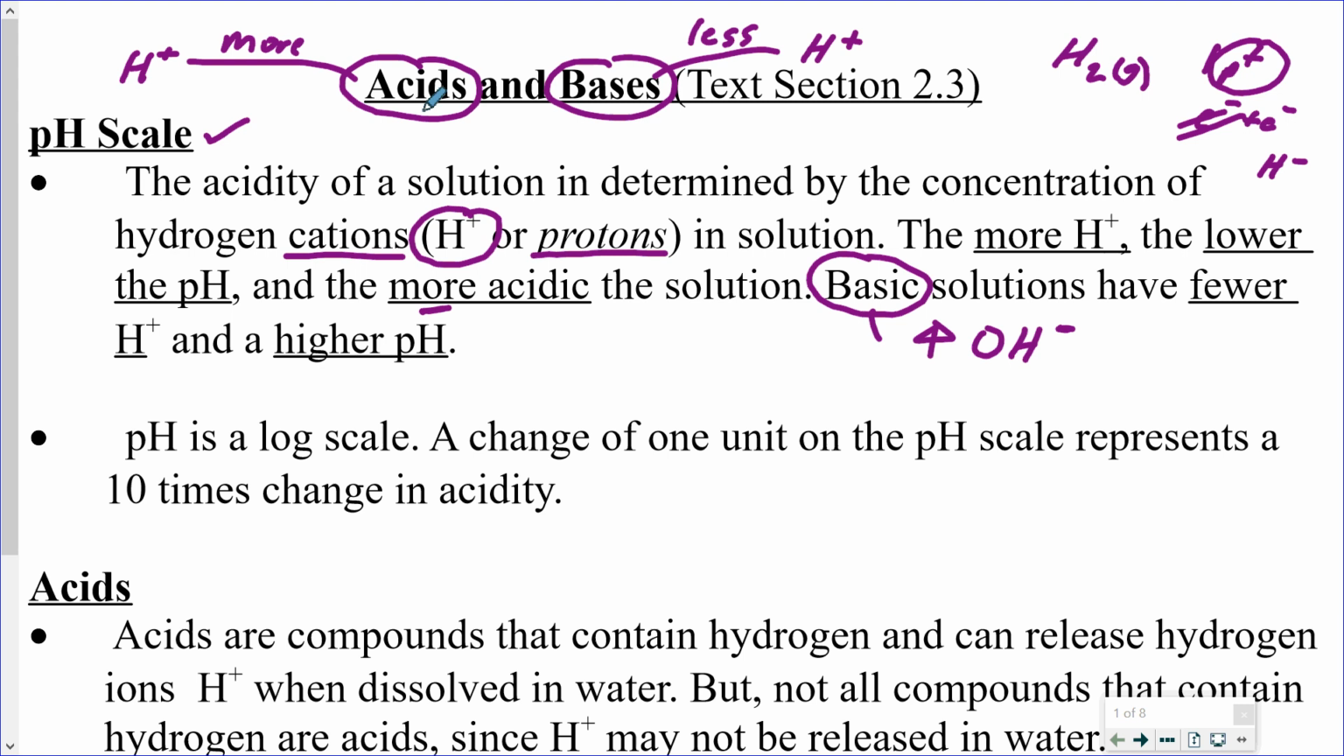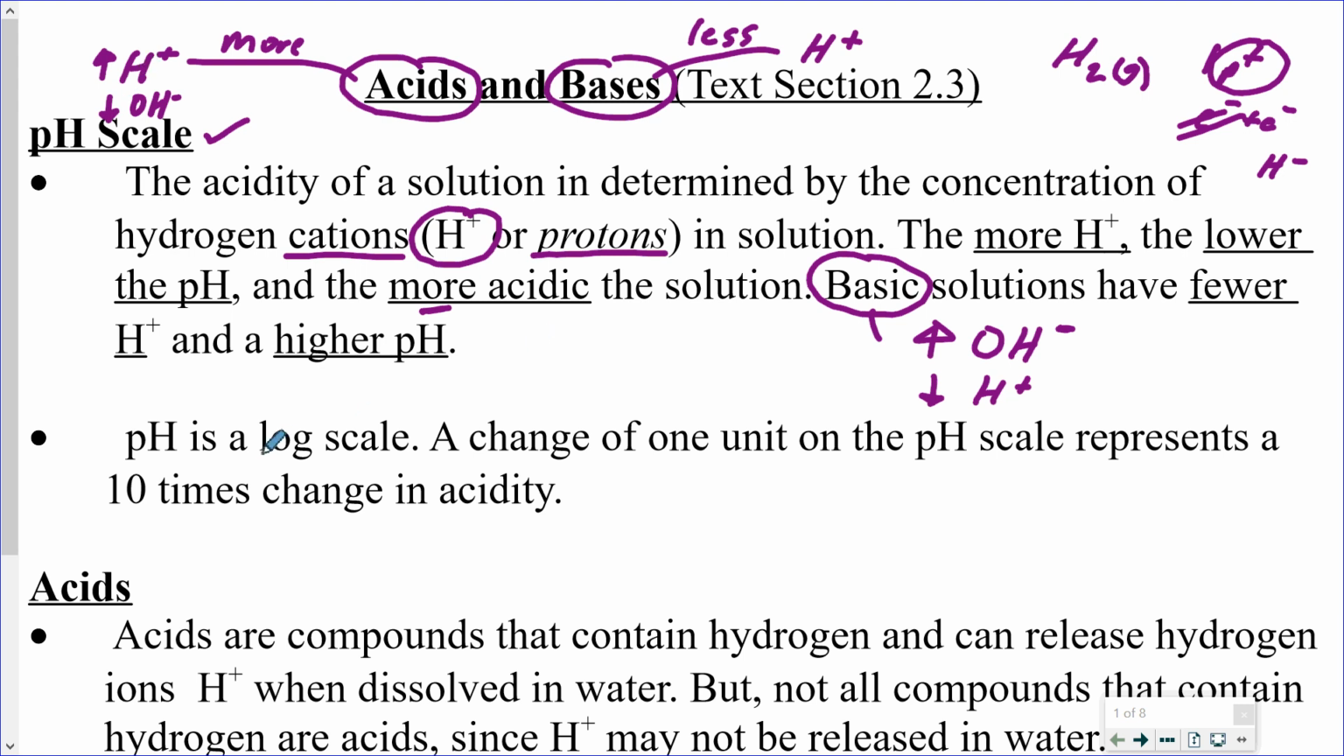So when we talk about acids, they have more protons, fewer hydroxide. For bases, they will have more hydroxide and fewer protons. Let me just write that here as well. Bases, hydroxide goes up, protons go down. Acids, protons go up. The hydroxide is then going to go down.